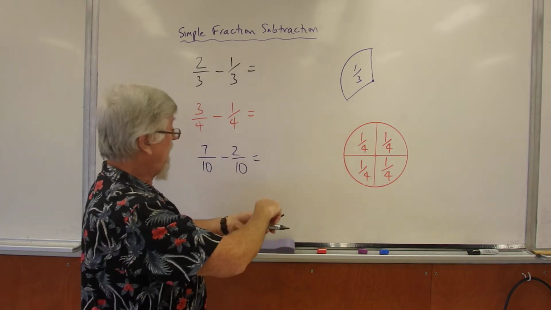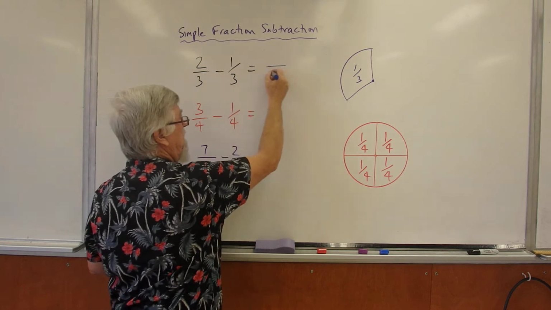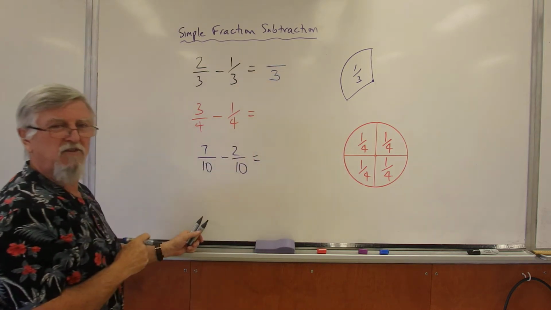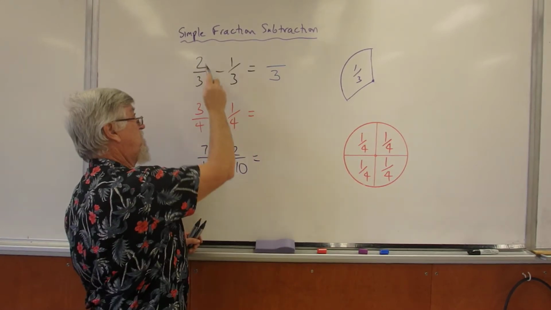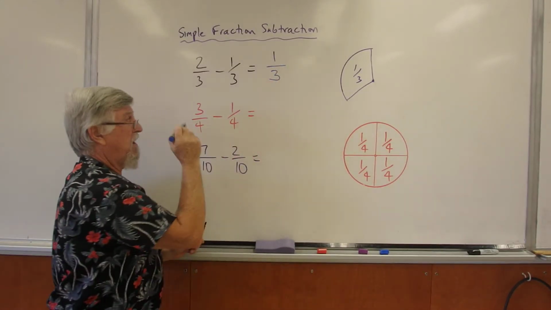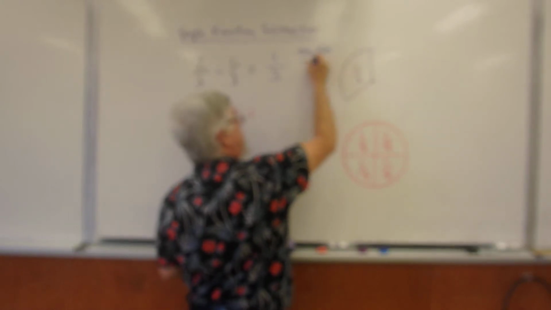So go back to the basics. What are we doing with fractions? The bottoms stay the same when you're adding, and they also stay the same when you're subtracting. Only the top numbers change. 2 take 1 is 1. So only the top changes.